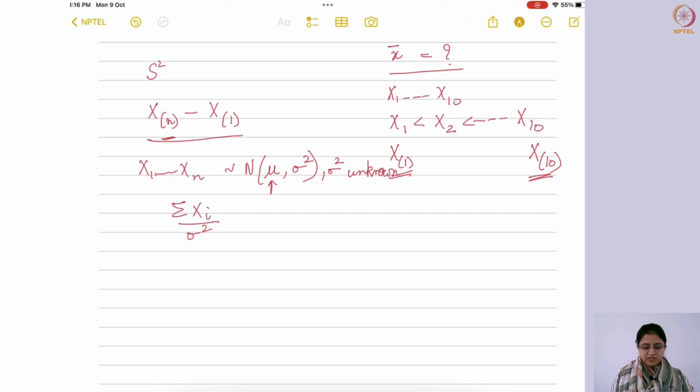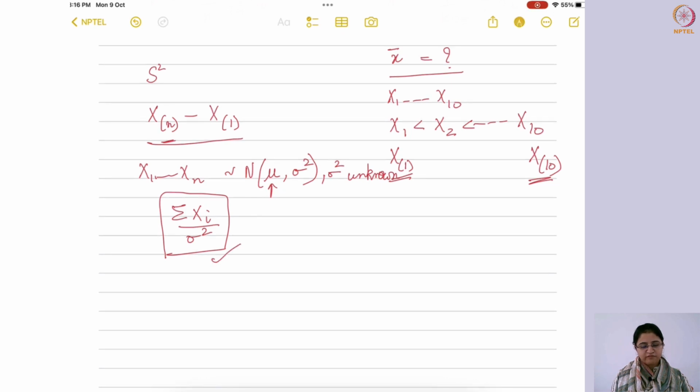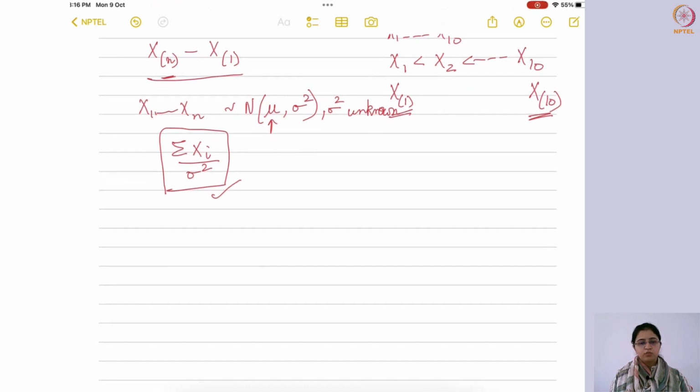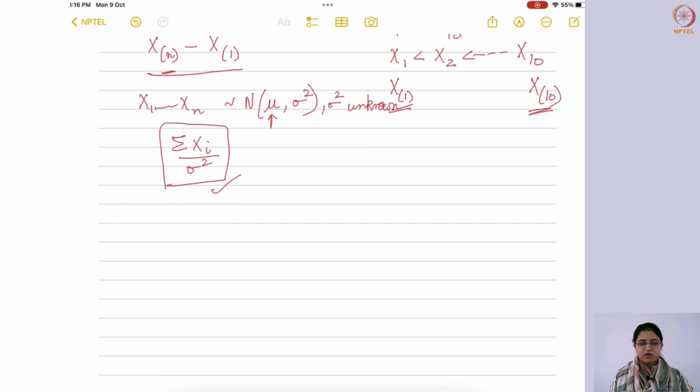In this case, this won't be your sample statistic. Why? Because here you have this sigma square which is unknown to you. Had it been known, then it would have been perfectly fine. But since we are finding a function of the random sample that also involves the unknown population parameter, that is why we say that it is no longer a sample statistic.